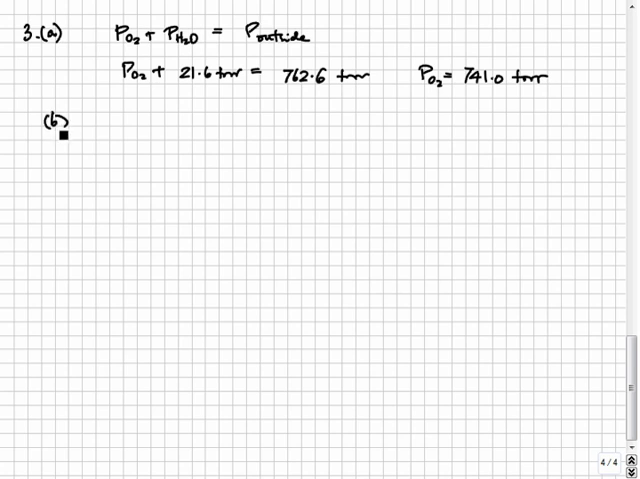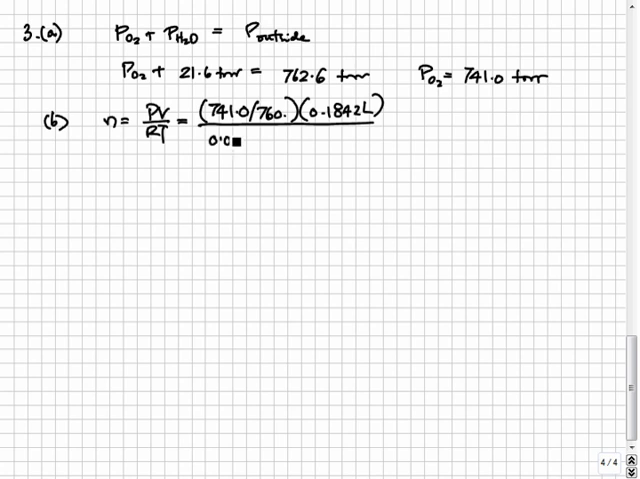B. The number of moles of O2 is given by the ideal gas law. We have to convert torr to atmospheres, and then Celsius temperature to kelvins by adding 273.15. n comes up to be 7.304 times 10 to the minus 3 moles.